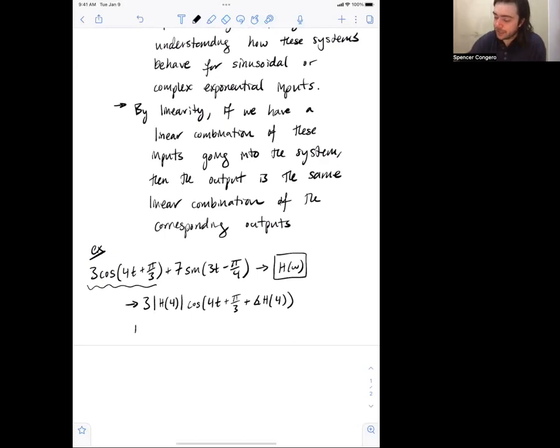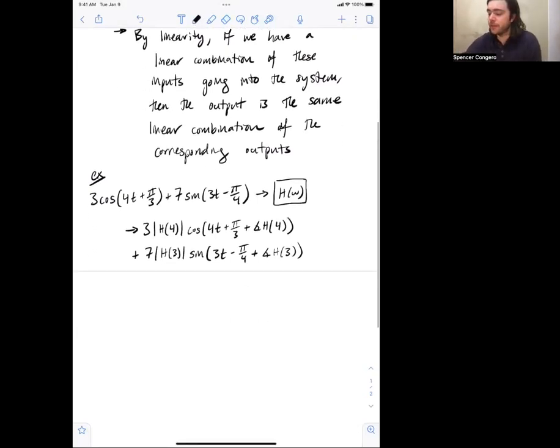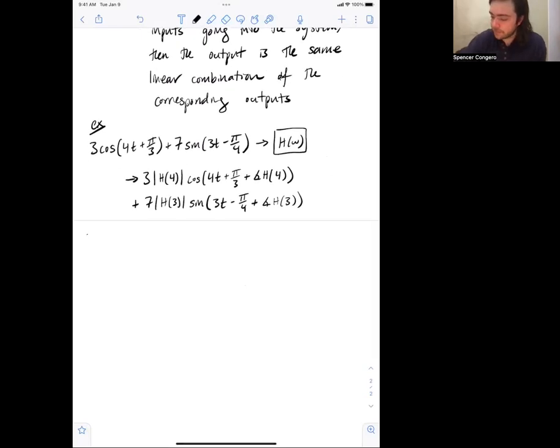And by linearity, I can just add that to the output from the second input, which would be 7 times the magnitude of the frequency response at this frequency 3, times sine of 3t minus pi over 4 plus the angle of the frequency response when omega is 3. So you can see how we can start building up more complicated functions just from these sinusoids. And also from the eigenfunction video, we can generalize this a little bit to complex exponentials.